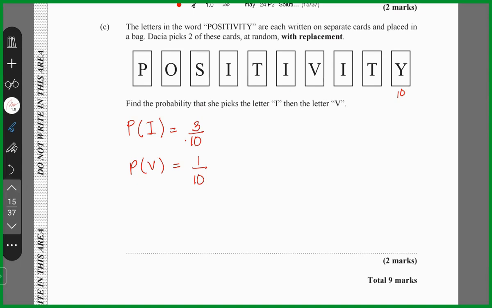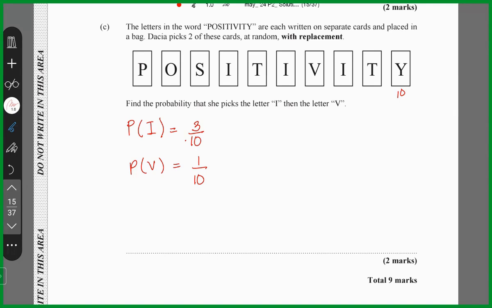Now, selecting an I and then a V with replacement, the event of selecting an I and the event of selecting a V are independent events. 2 events, I and V, are independent if the probability of getting an I is not influenced by the probability of getting a V. In this case, the probability of getting a V is not influenced by the probability of getting an I. And so the events of selecting an I and a V are independent because the event of getting a V is not influenced by the event of first picking an I.